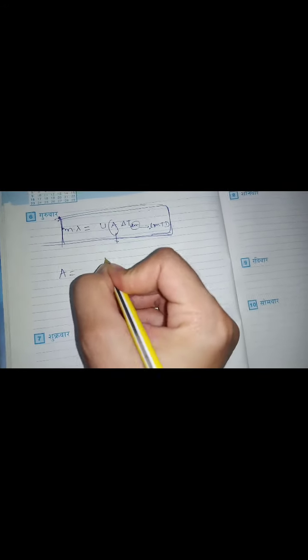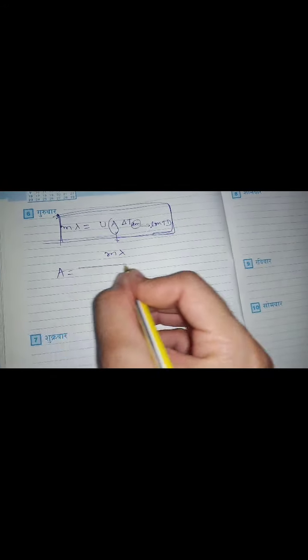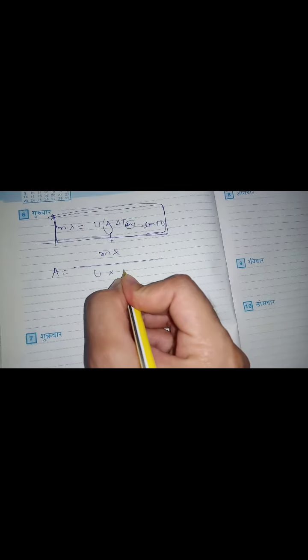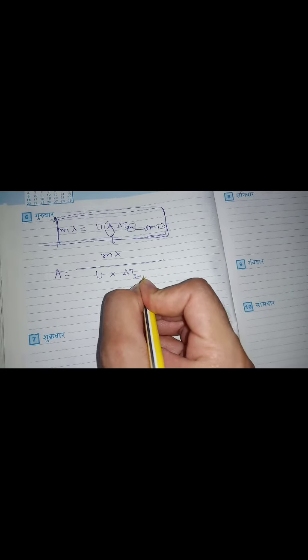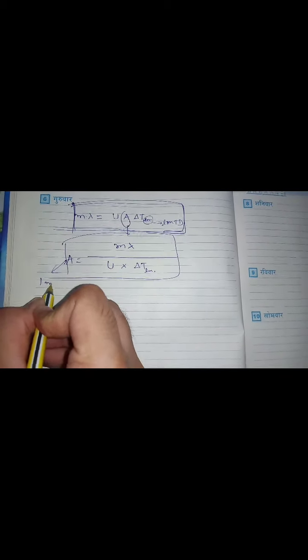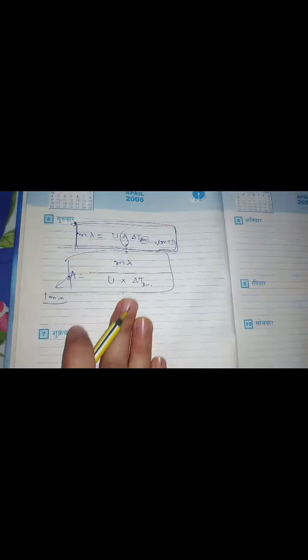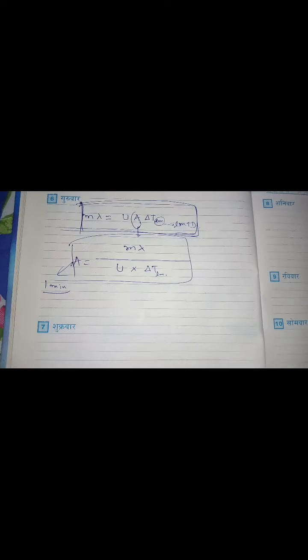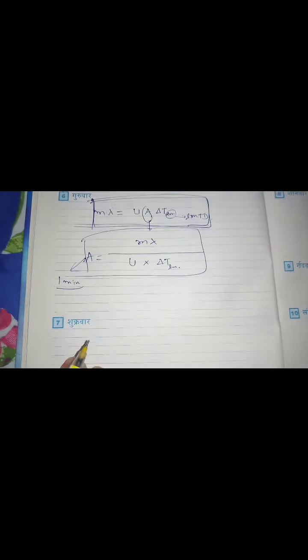Now for this equation, you have to find out this A. So A is basically m lambda divided by U into delta T lm. Now to find out the area of the heat exchanger or condenser in just 1 minute, you need these values. So basically there are some thumb rules you have to use.